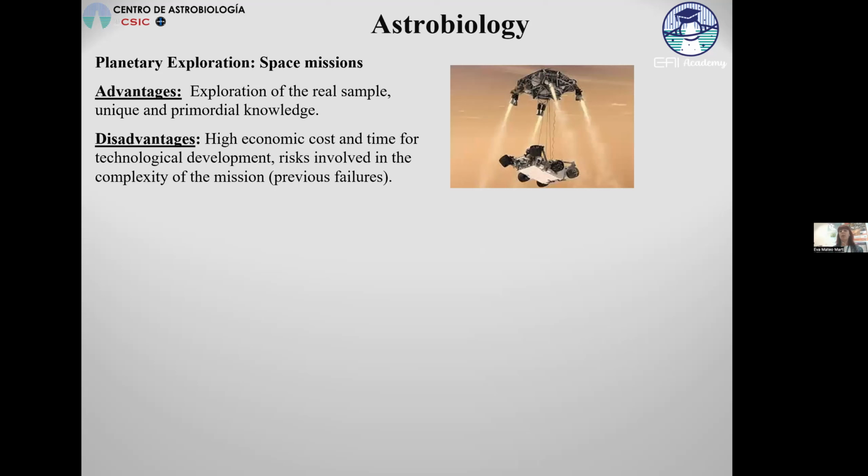If we make a bit of comparison between the three different approaches, planetary exploration has a unique and primordial knowledge because we explore the real sample. But it also has some risk involved in the complexity of the missions. Furthermore, it has a high economic cost and time for technological development.